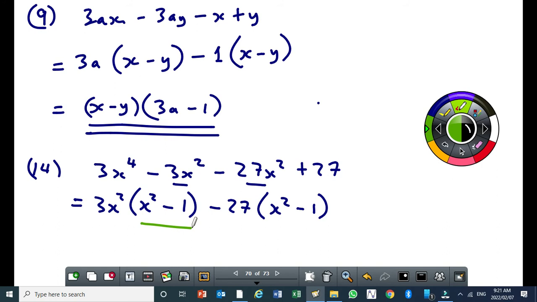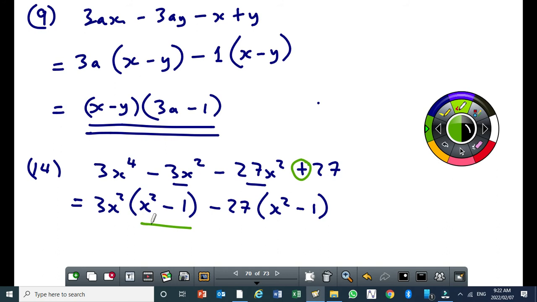Right? So if I want to create it, it means this positive here must become what? A negative. So the only way I can do that is to factor out minus 27. If I factor out minus 27, it means inside the bracket, I'm going to have a positive x squared and a minus 1.